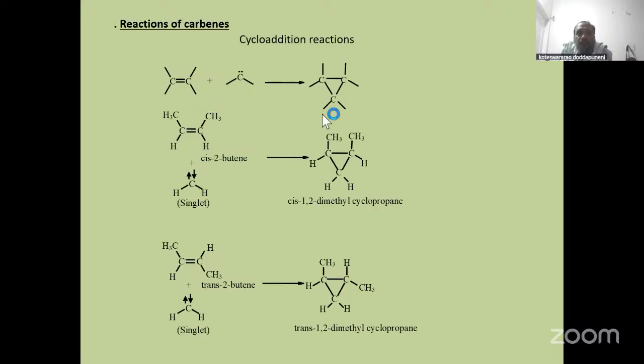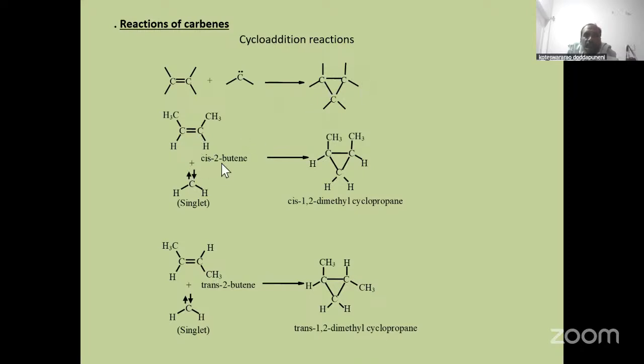Next, reactions of carbene. Carbenes are involved in a diverse range of reactions. The first one is cycloaddition reactions. In cycloaddition, olefins undergo cycloaddition with the carbene, which leads to formation of cyclopropane. A simple olefin double bond undergoes an addition reaction that leads to formation of a cyclopropane derivative.